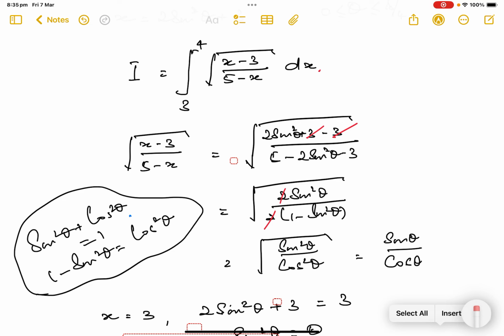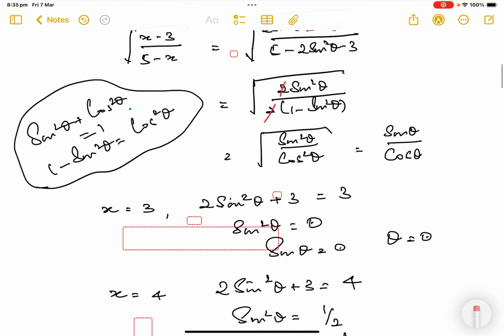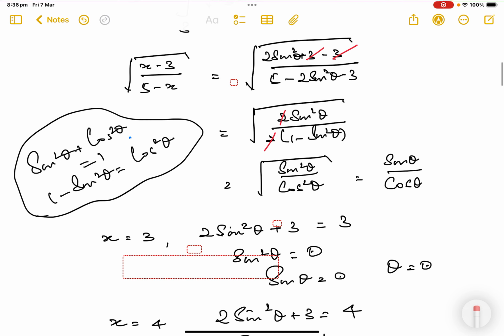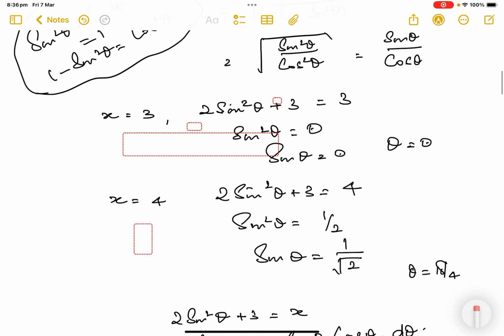So what we have is 2 sine squared theta in the numerator, and in the denominator 2 minus 2 sine squared theta. I just took 2 out, so 1 minus sine squared theta, and the 2 cancelled out. Inside the square root sign, sine squared theta over cos squared theta is sine theta over cos theta, just positive, not minus, because we have been given that theta is an acute angle, therefore sine theta and cos theta have to be positive. So we have changed the function into theta, sine theta over cos theta. That's done. Now let's change the limit.